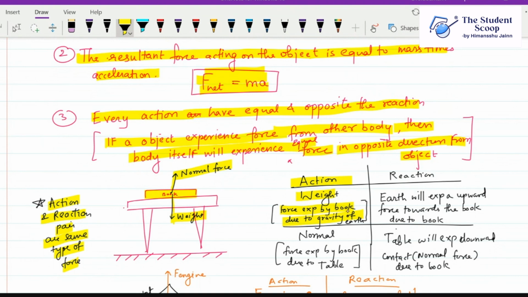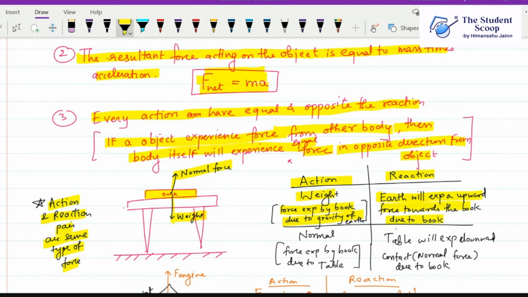Who is applying the downward force on the book? It is weight. It is the Earth that is exerting a force downward. So the reaction must be, so the force is between the book and the Earth. As a reaction force, Earth should experience an upward force from the book, due to the book, not from the table.